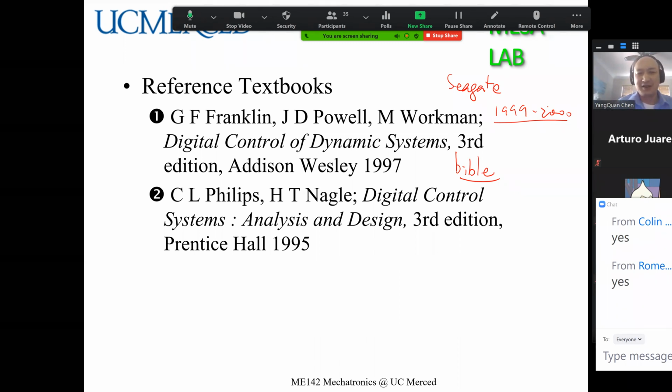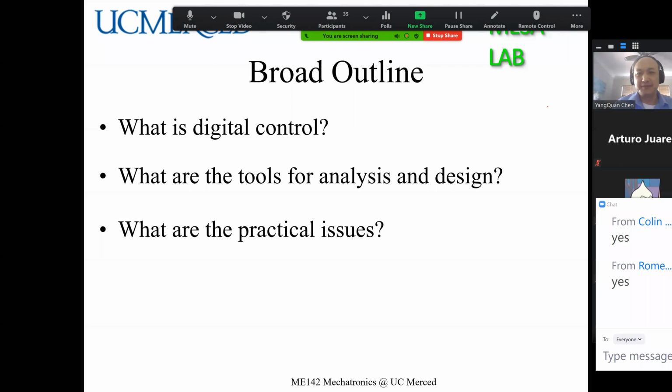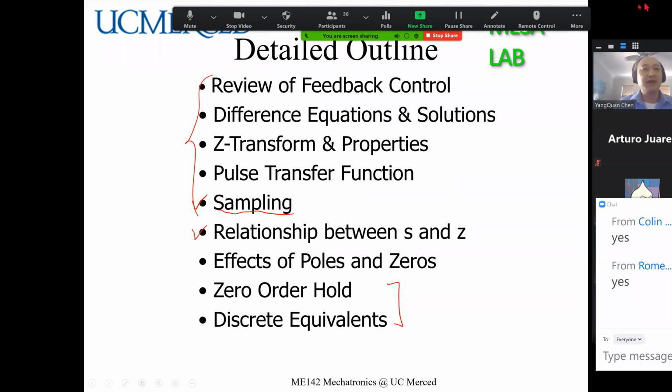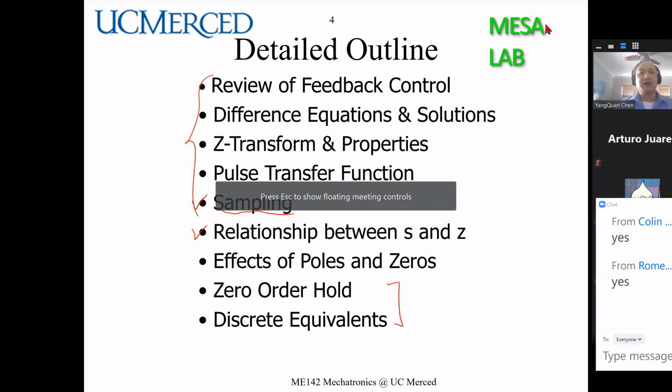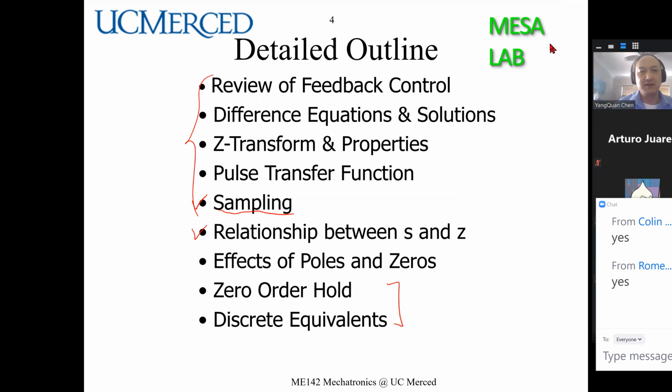There's another book, it's called Digital Control by Phillips. Also a very good book. So what is digital control? What are the tools? Anything special? In practice, what are the issues? So we need to answer these questions. So this is an outline that I ask you also put into your quiz.